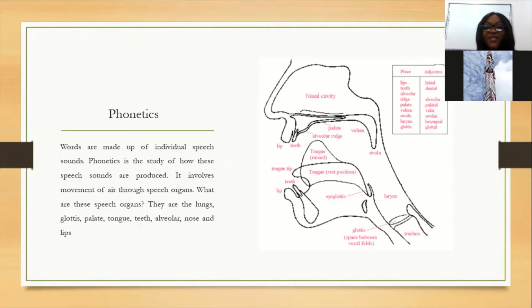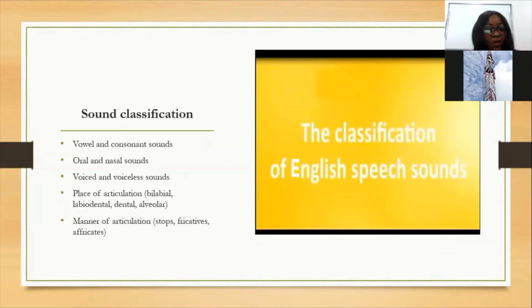In order to effectively describe sounds, we need to understand that there are speech organs. And the diagram you can find there lists out the speech organs. We have the glottis, we have the epiglottis, we have the tongue, we have the teeth, we have the nasal cavity, we have the lips, the alveolar ridge, and so on and so forth. All these help in one way or the other to pronounce words in the English language.